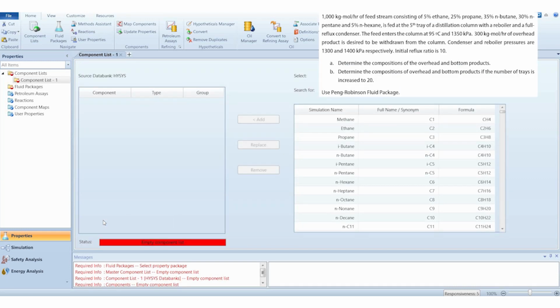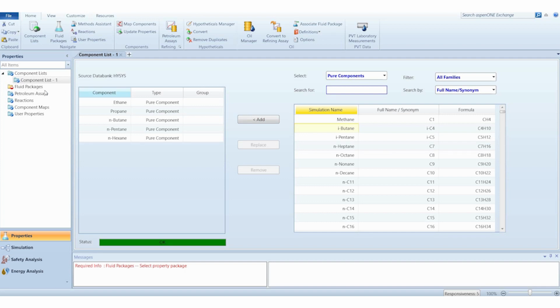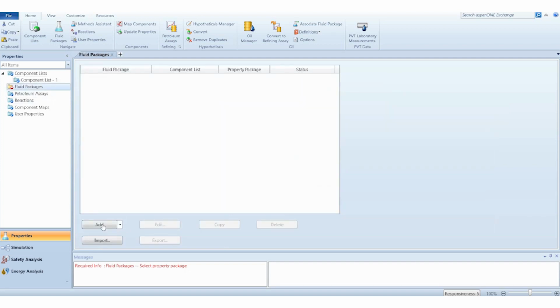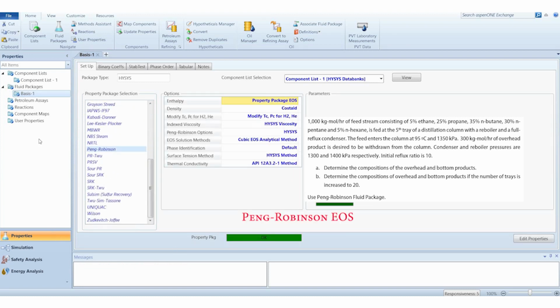The scenario indicates that we have C2, C3, NC4, NC5, and NC6 in our feed. Next, we define what fluid package we shall use. The scenario specifies the use of Peng-Robinson equation of state for this process.